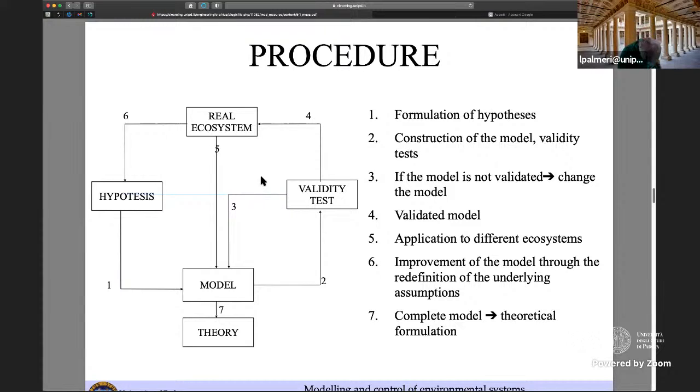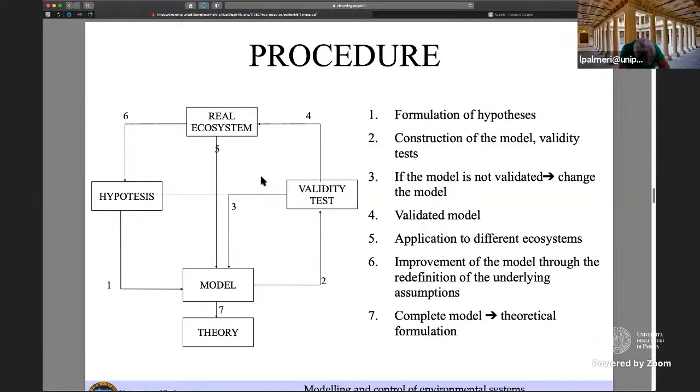Different from what? Different from the systems on which we started by formulating hypotheses, on a particular example. We need to describe the quality status of a lake. So we formulate the hypothesis that nutrient loads that are discharged into the lake may change the biology of the lake so that we have algal blooms.